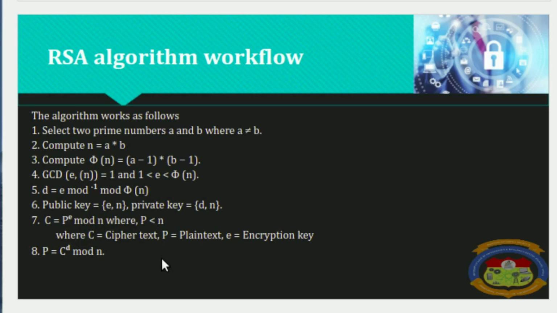Both the sender and the receiver know the value of n. In addition, the sender must know the encryption key, that is E, and the receiver must know the decryption key, that is D. This is the general workflow of the RSA algorithm. Next, we will discuss a few computational aspects of RSA.